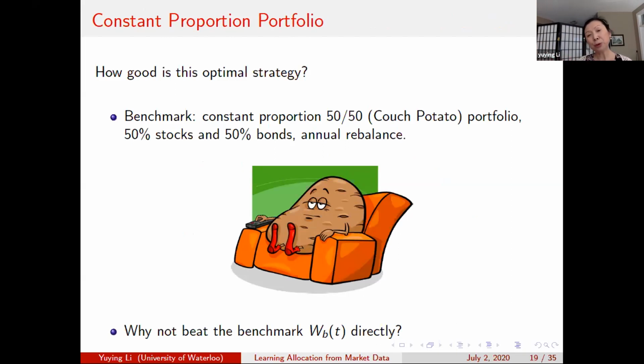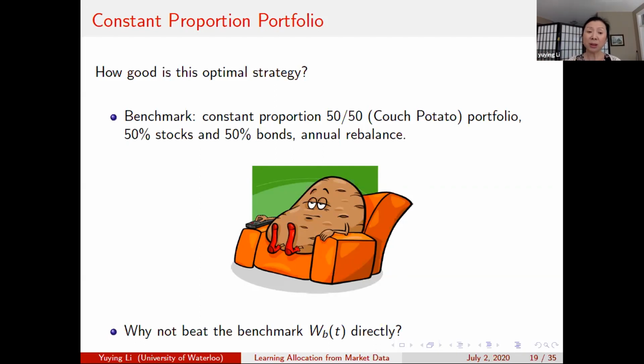Well, one way for me to do this assessment is to compare to a benchmark in industry. One of the very popular allocation strategies in wealth management and pension fund management is a constant proportion allocation. So we're going to use this couch potato constant allocation as a benchmark for my assessment. Then, if you really want to beat the benchmark, why don't you actually use your optimization, mathematics and computation to do it?